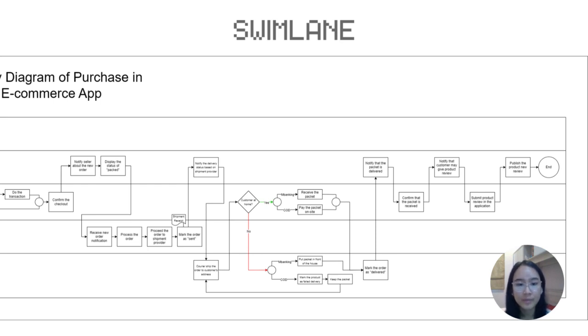So when the customer is at home, the m-banking customer will receive, and the COD customer will pay for the product and receive it. And then the courier will mark the order as delivered, and the system will notify that the packet is delivered, and the customer will confirm whether the packet is received or not. After confirmation, the system will notify that the customer may give a product review. In this case, the user has to. Then they give the review and the system will publish it. And that's it. That's the process of purchasing the product from our application in our swim lane diagram.